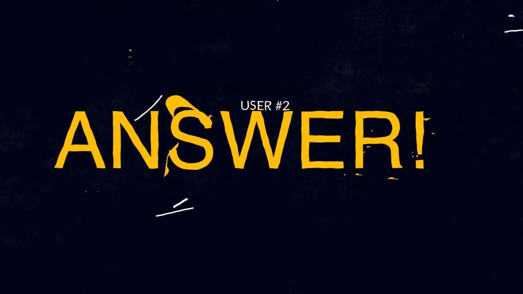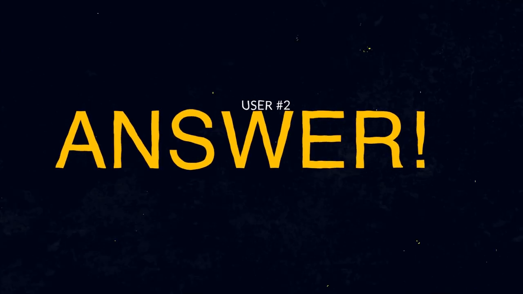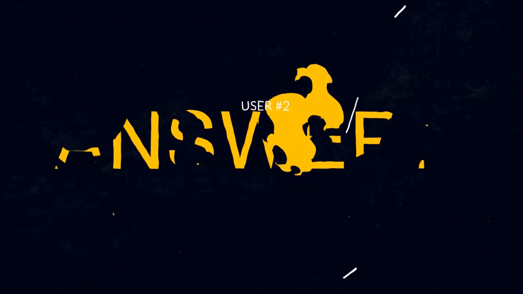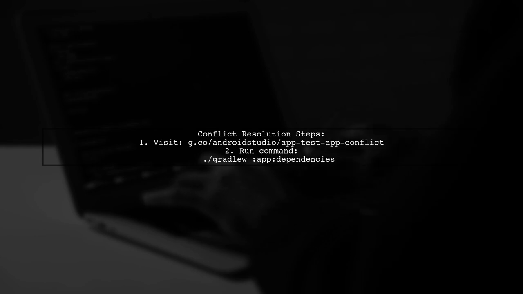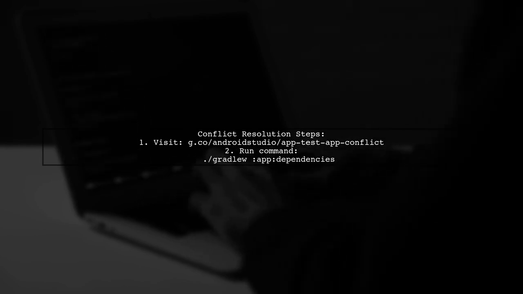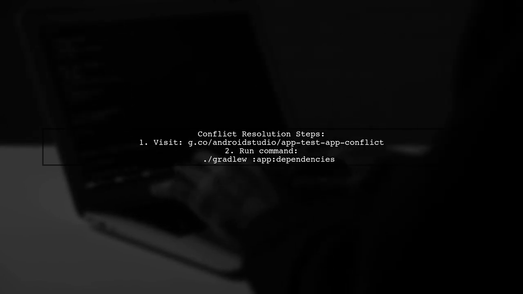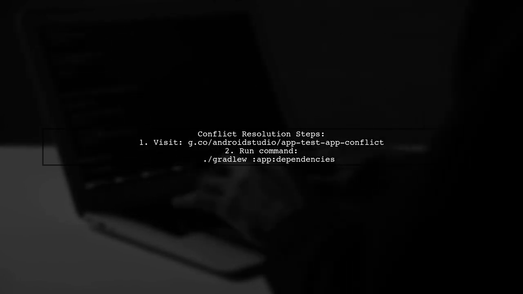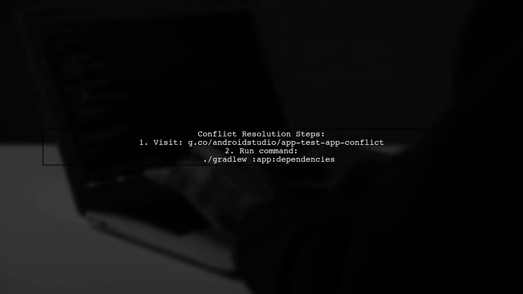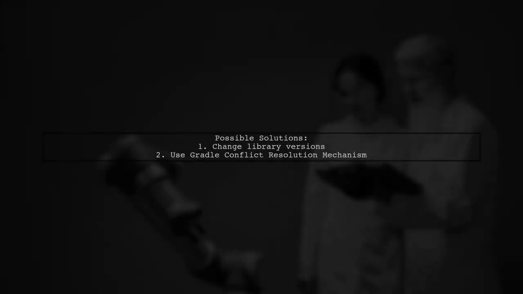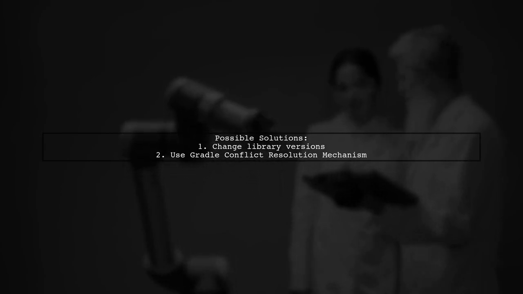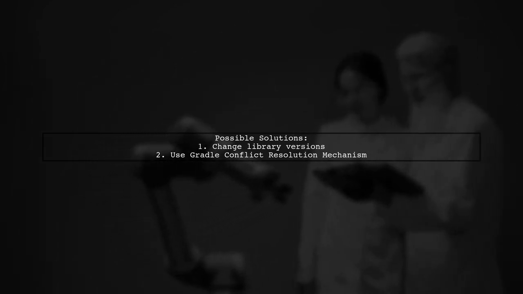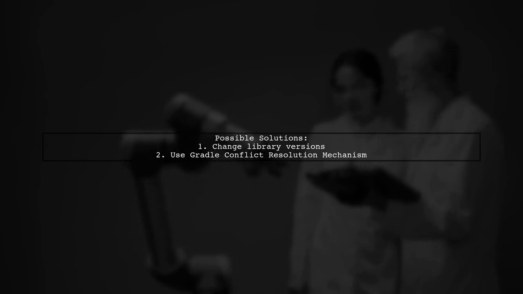Let's now look at another user-suggested answer. To resolve the conflict with the Okio dependency, visit the provided website for various solutions. First, run a command to identify conflicting library versions. You have two main options to fix the conflict. First, you can change the library versions to eliminate the conflict. Second, you can use Gradle's conflict resolution mechanism to specify the desired version.